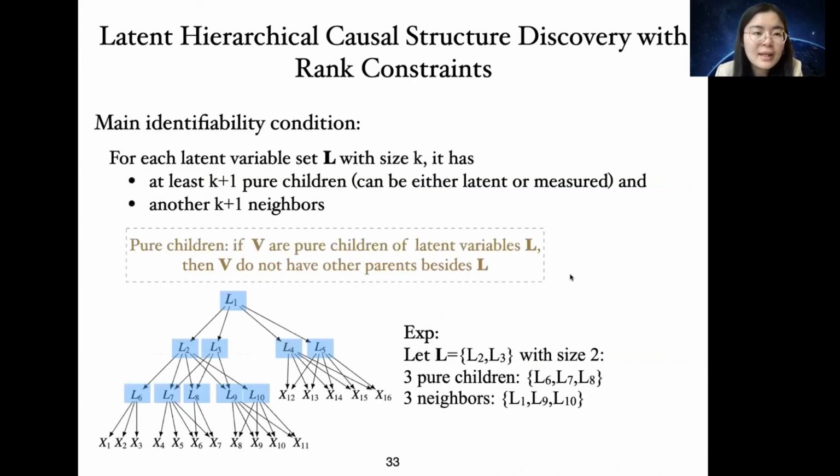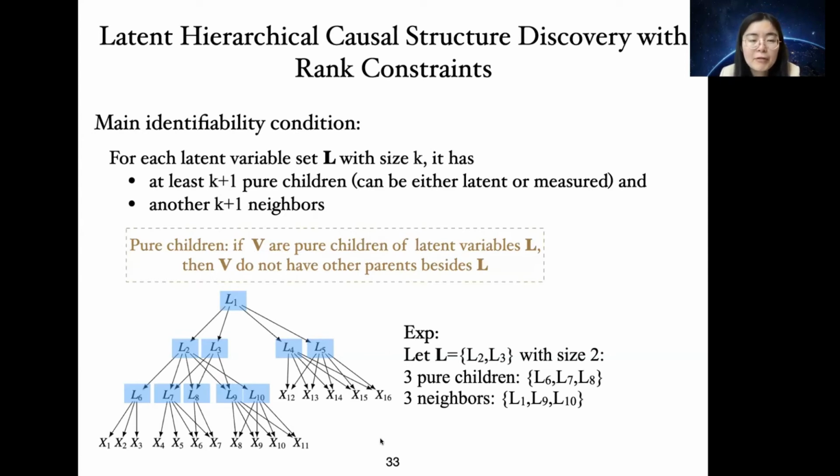Now here's the main identifiability condition in this work. For each latent variable set with size k, in order to achieve identifiability, it should have at least k+1 pure children, which can be either latent or measured, and another k+1 neighbors. By pure children, we mean that if V are pure children of latent variables Air, then V don't have other parents besides Air, which means that Air are the only parents of V.